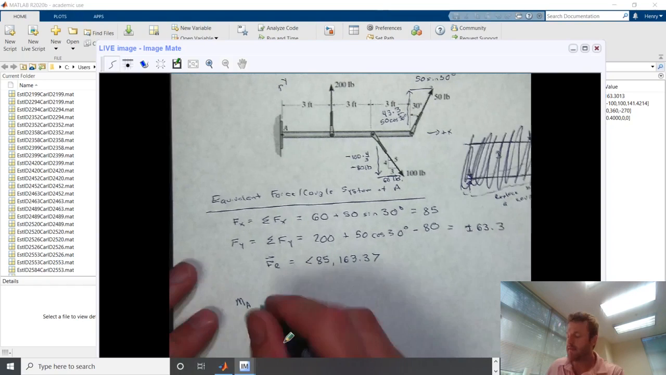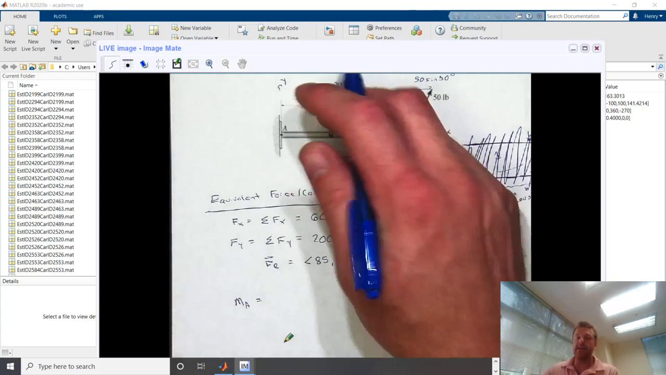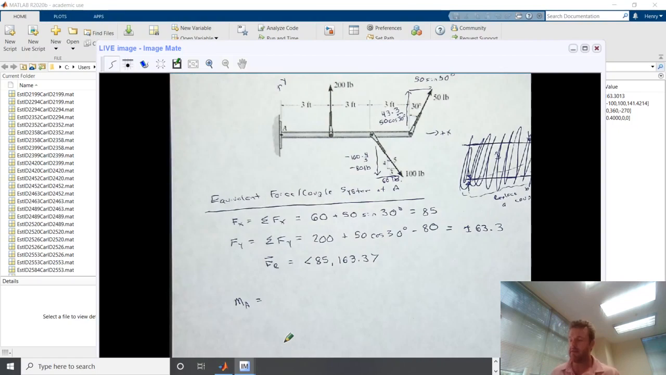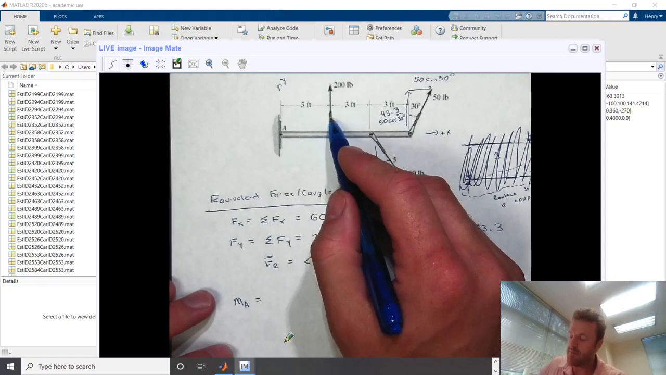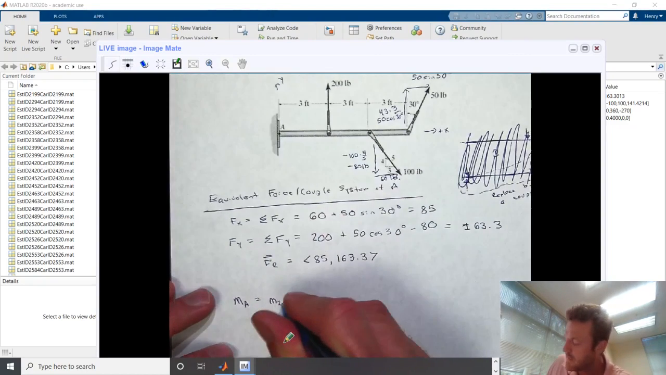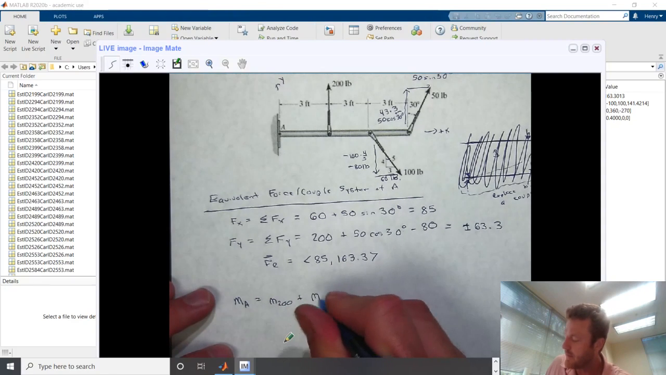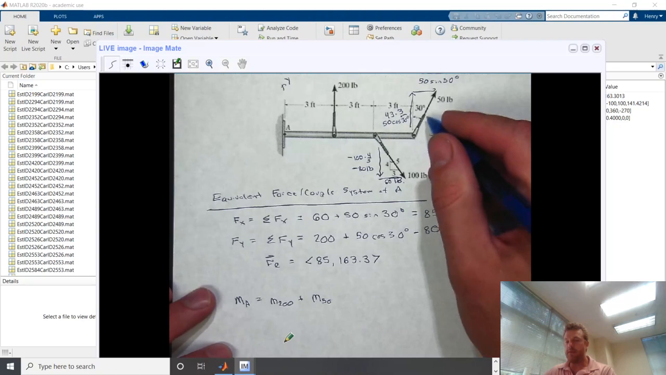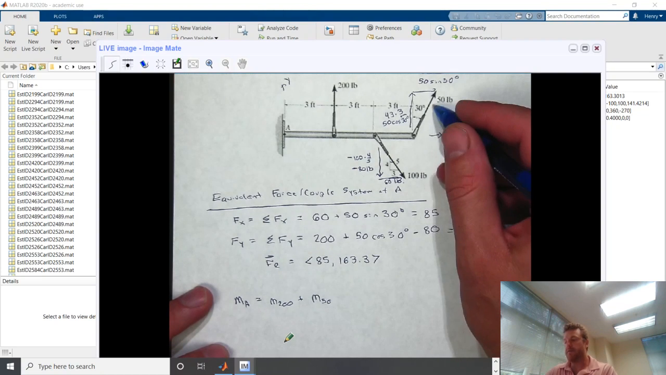So in order to replace this 200-pound force applied 3 foot away from A by a couple applied directly at point A, what I would need to do is compute the moment of this 200-pound force about point A. So I'm just going to say it's the moment of the 200-pound force plus, now watch this next notation that I'm going to use relatively carefully, when I consider the moment of the 50-pound force, technically it's the aggregate moment of that force.